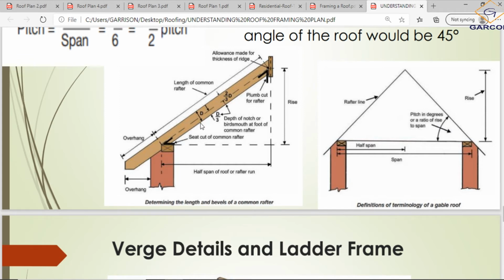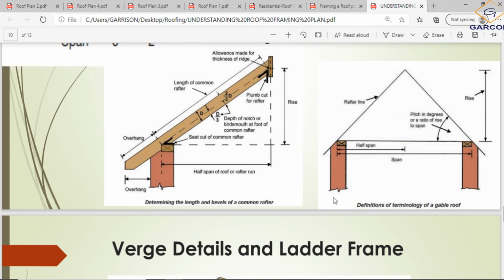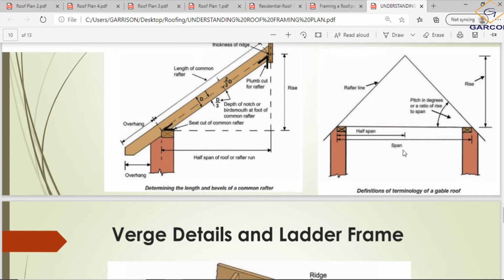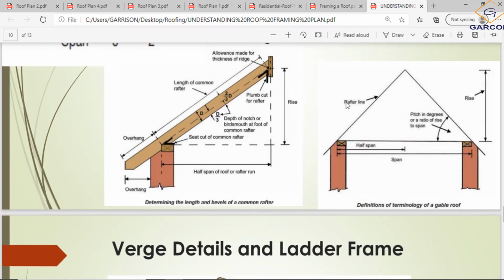Usually you don't measure it at full size because it's big in real life, so you draw a scale version. So let's say you have 12 foot. Instead of using 12 foot, you use 12 centimeters or 12 inches. So 1 foot would be represented by 1 inch, and you can draw it on a regular size paper. So the rafter line, this is referred to as the pitch, the angle here, so half span, and this is the full span.